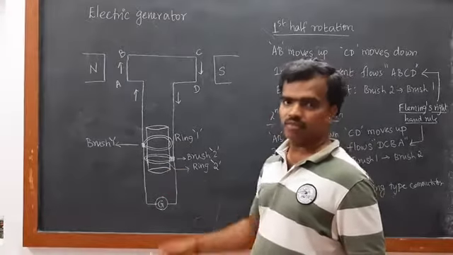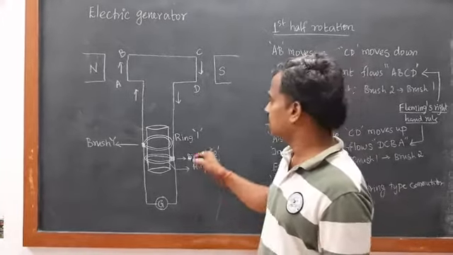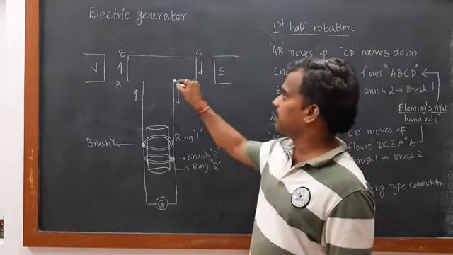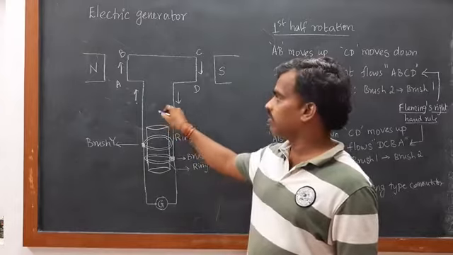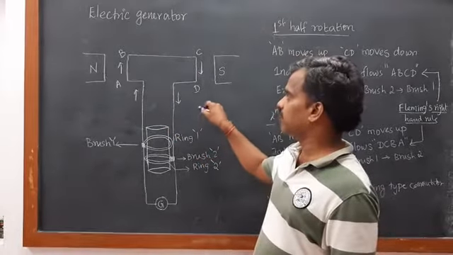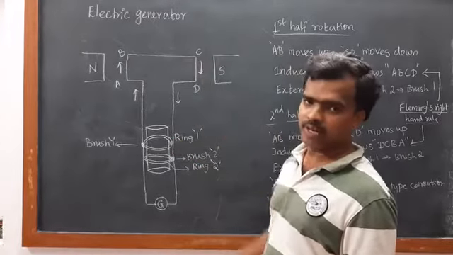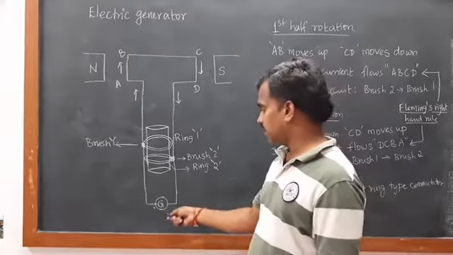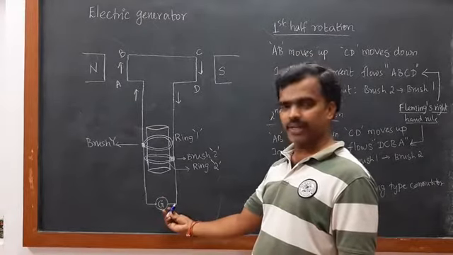Once the half rotation is over, in the second half rotation the current flow direction starts from DCBA. In the first half, the induced current flows in the direction ABCD. After the second half rotation, the induced current flows from DCBA and reaches here. Again the polarity of the current is changed, the direction of the current is changed. Therefore, in the galvanometer, the first time the deflection shows in one direction.